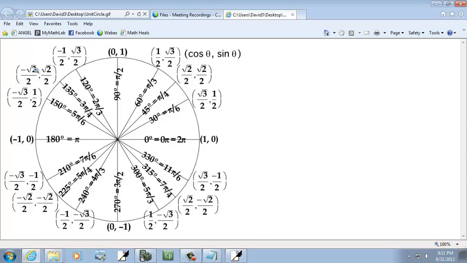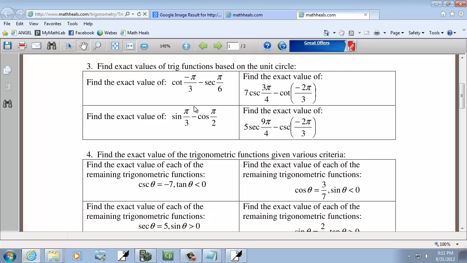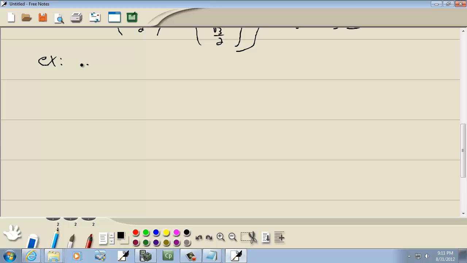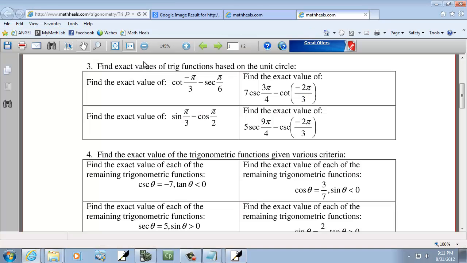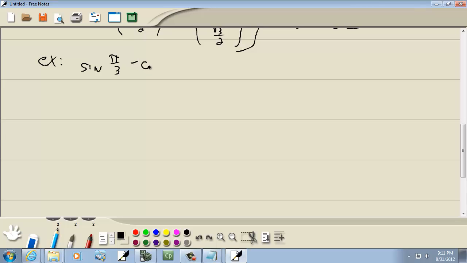And let's look at our third example. Okay, I got sine pi over 3 minus cosine pi over 2. In terms of our unit circle, sine is y and cosine is x. So let's go look these up.